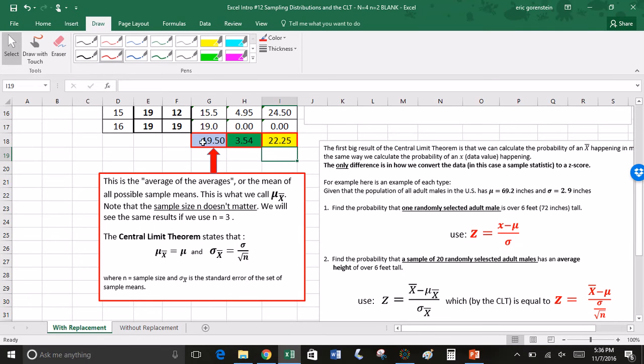So this is our mu sub x bar. This is the mean of the sample means.